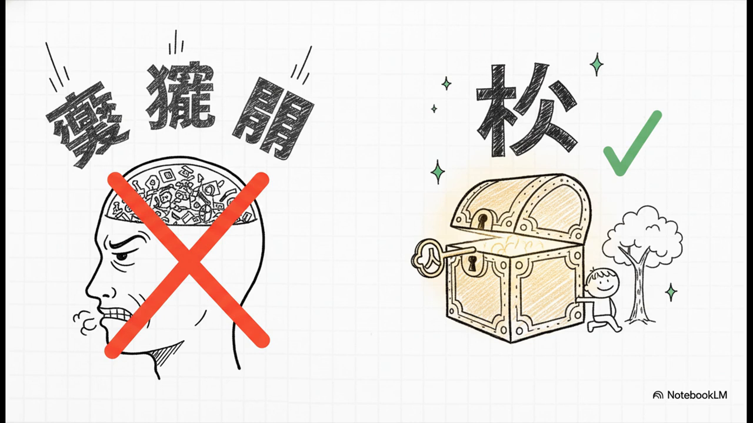Okay, so here's the secret, the really crucial part. Stop trying to just brute force memorize everything. Instead, we're going to learn how to unlock the story that's hidden inside each and every character. We do this by using their basic building blocks, which are called radicals. You can think of them as kind of like the alphabet of Chinese characters. And honestly, this approach changes everything.